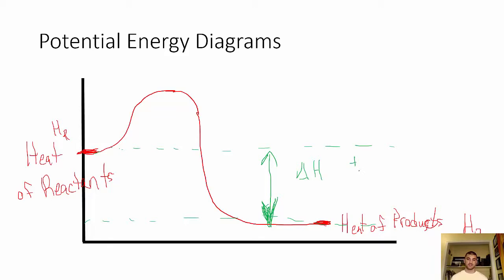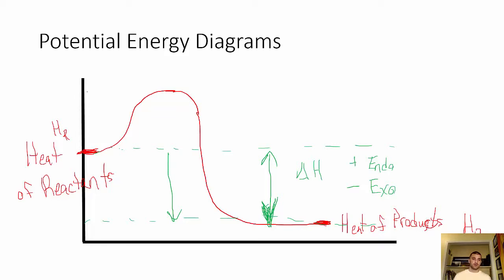If it's a positive delta H, then it's endothermic. And if it's a negative, then it's exothermic. And you can see here we lost energy, right? We went down, so it's a negative change. So this would be an exothermic reaction, the burning of the Christmas tree.